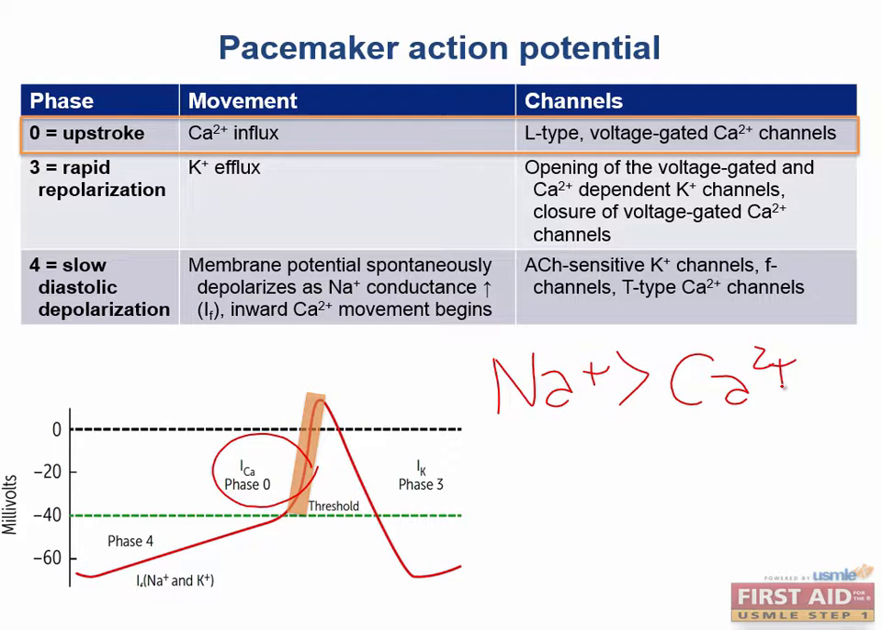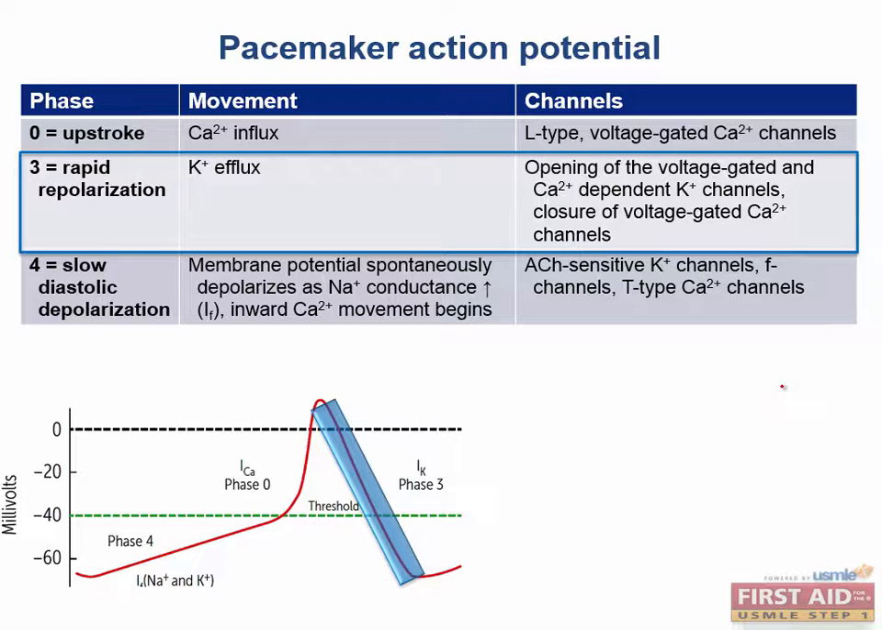Now what about phase 3? Phase 3 is the repolarization phase. It's always dependent on potassium. You have to understand that the calcium influx will eventually open these potassium channels, and the calcium channels close.